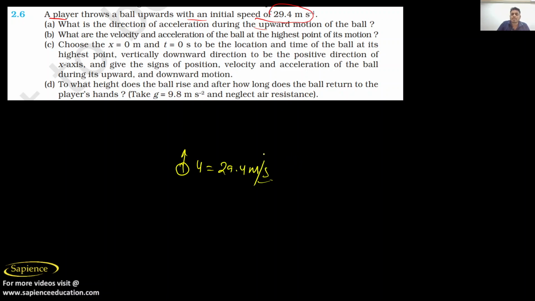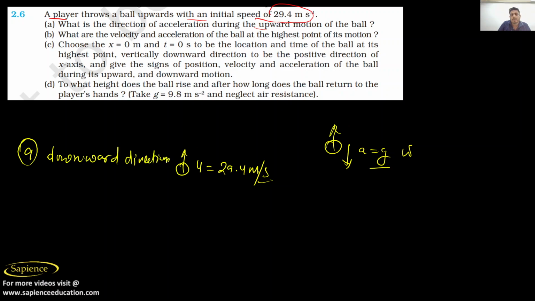So acceleration. As soon as you throw a ball, what will happen? Only one type of acceleration is acting, that is acceleration due to gravity, and which is downward. So the answer will be downward direction, right? Because only one acceleration is working, the force due to gravity is acting toward the center of the earth, that is g is the only responsible acceleration, so it is acting in the downward direction.